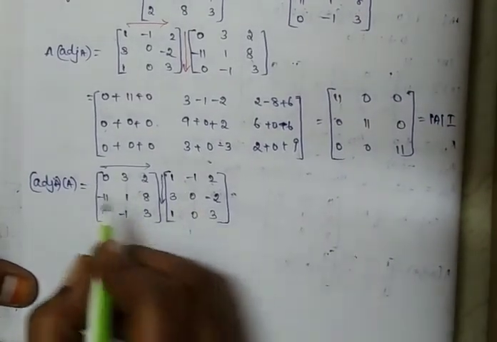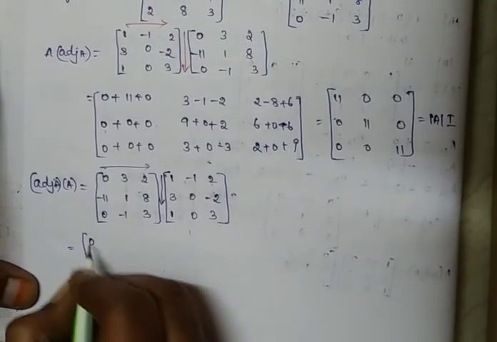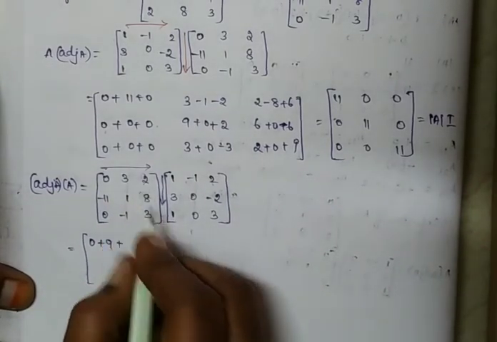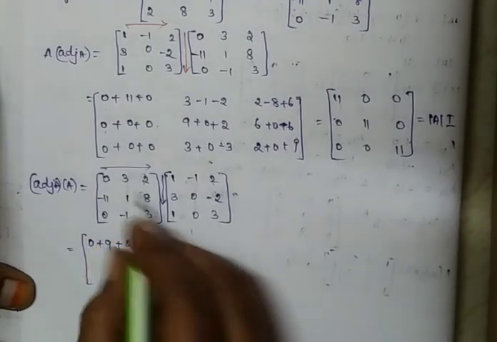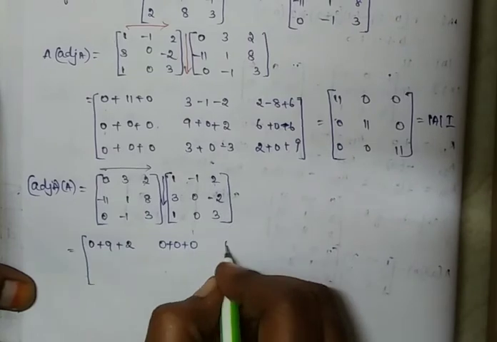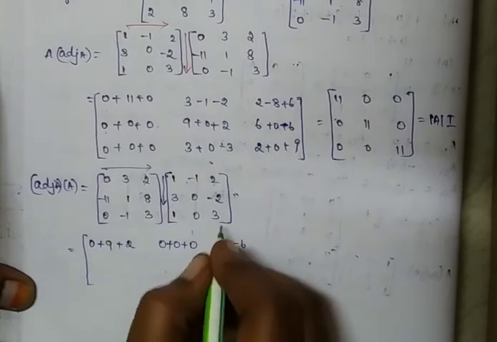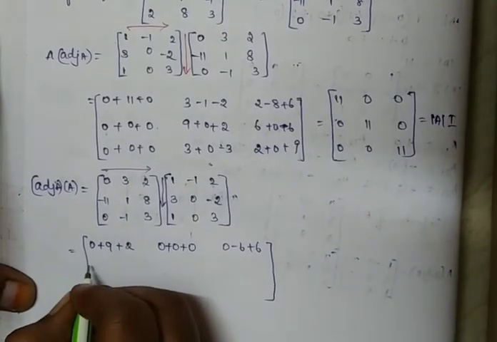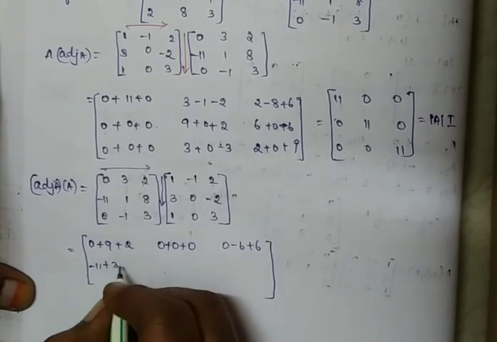Now start multiplication. This is equal to 0 into 1 is 0 plus 3 into 3 is 9 plus 2 into 1 is 2. Next 0 into minus 1 is 0 plus 3 into 0 is 0 plus 2 into 0 is also 0. Next 0 into 2 is 0 plus 3 into minus 2 is minus 6, 2 into 3 is plus 6. Minus 11 into 1 is minus 11, 1 into 3 is 3, 8 into 1 is plus 8.